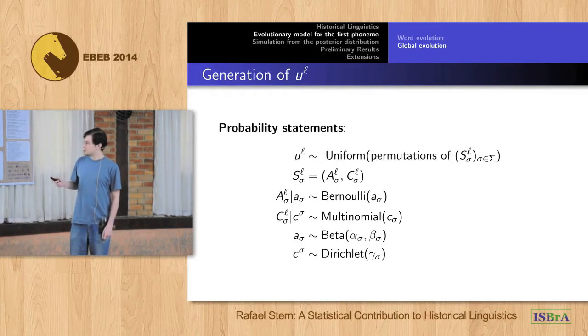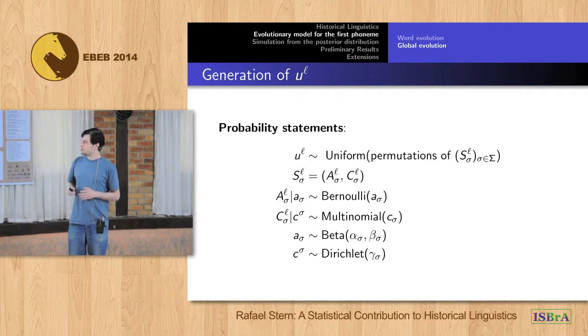And we just generate them in the natural way, so A sigma and C sigma just come from betas and Dirichlets since they are all probabilities. And AL sigma and CL sigma come from the Bernoulli and multinomials with their respective parameters. And finally, we say that the sound change is S, L sigma, and the model generates each one of the unconditioned sound changes that we have in the language, and we say that all possible orders have equal probability.